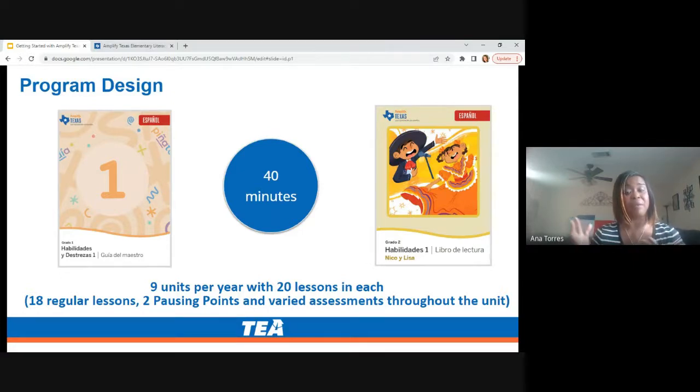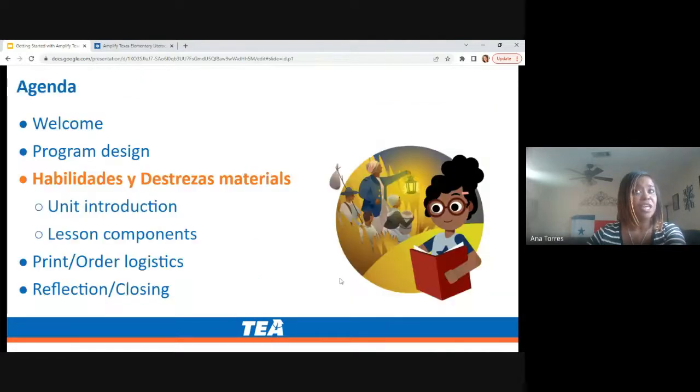You'll also have medium cycle assessments, which are your end of unit assessments, both for skills and knowledge. You'll have both of those. And you'll also have short cycle assessments, which are formative assessments and checks for understanding throughout your lessons. So that culminates our program design part of the webinar.